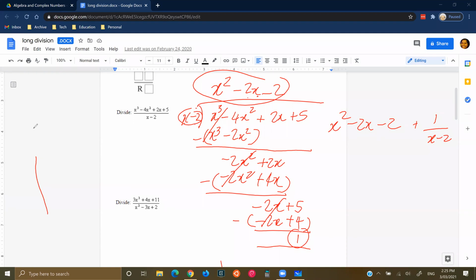Now, this skill isn't just something we need right now with algebra. It is something that comes up when we are going to be doing integration. So it is really important that you know how to do long division.